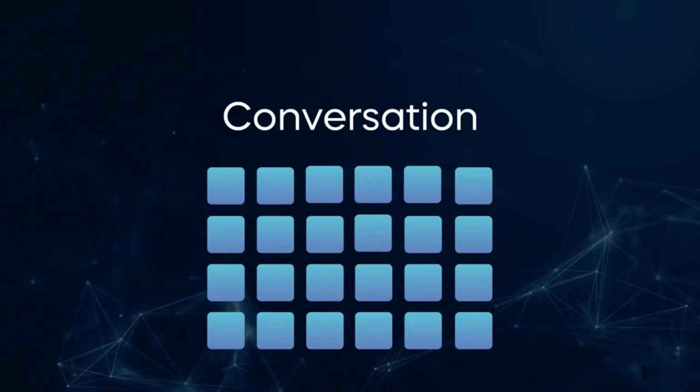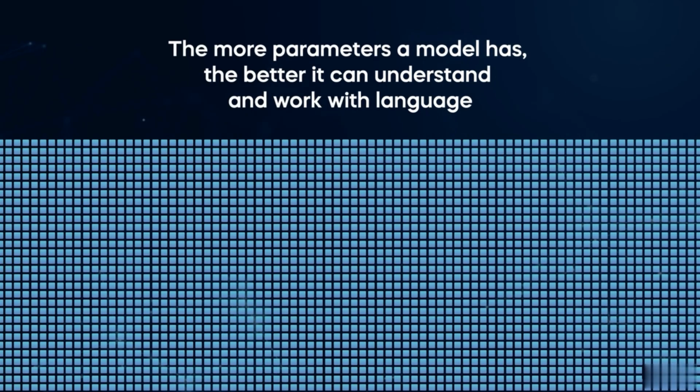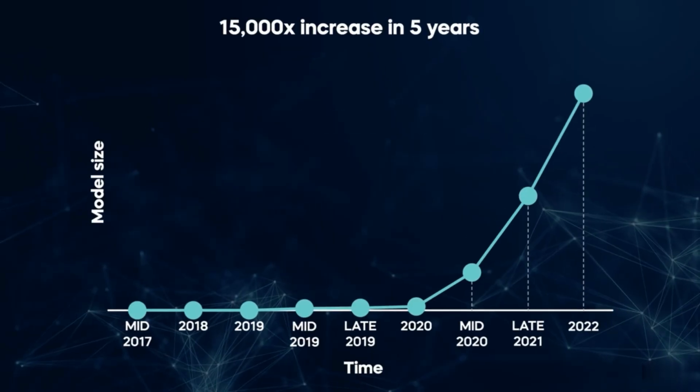But here's the thing. Large language models have a huge number of these tiny building blocks, like millions or even billions of them. The more parameters a model has, the better it can understand and work with language. It's like having a bigger and more powerful brain for language tasks. So, when we say a model has lots of parameters, we mean it has a massive collection of these little pieces of information that make it smart when it comes to understanding and using language.